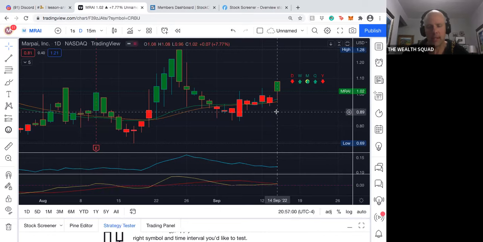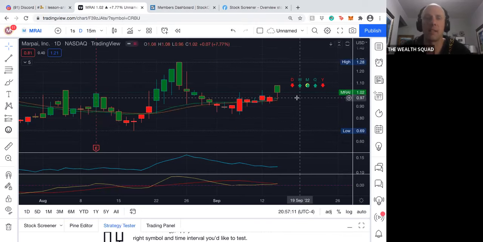It's pretty far away. The price is $1.02, and the next option is $2.50. So it's pretty far away. Options wise, I wouldn't even trade this on options. If I were to do anything, I would do shares if I were to get into this. But this is an example of the hammer candles.